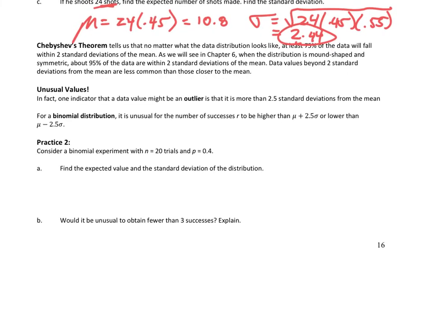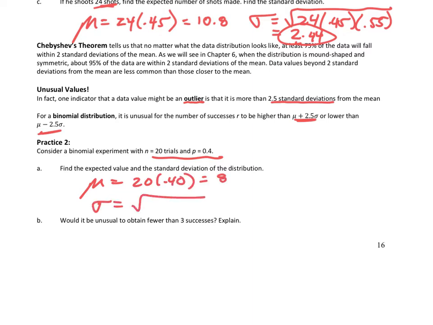All right, now Chebyshev's theorem says that you could call something an outlier if it's more than 2.5 standard deviations away from the mean, so on either side. So you take the mean and you subtract and add 2.5 standard deviations. We first need to find the mean for 20 trials with the probability of 0.4. So 20 times 0.4 is 8. The standard deviation is the square root of 20 times 0.4 times 0.6, and that comes out to 2.19.